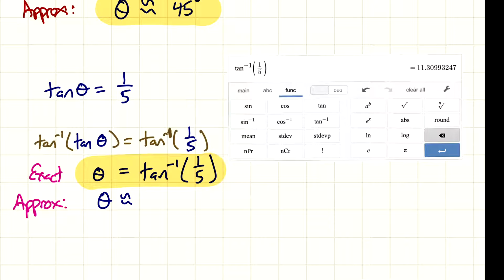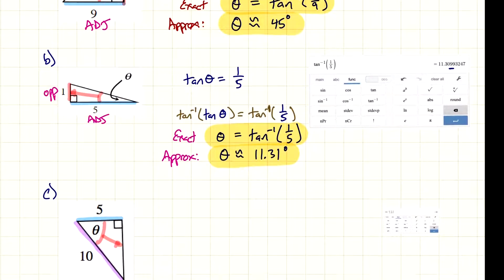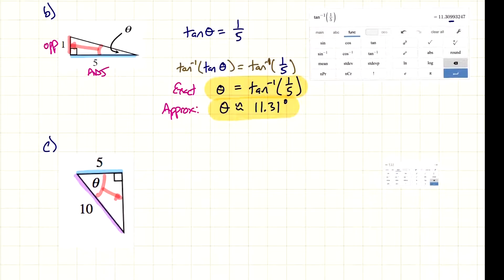So I would put 11.3, it's probably 11.31 would be good. Because there's 2 9s there, I would have rounded it to 3 decimal places, but 2 is good on this one. So don't forget this is actual angle measurement, so this would be degrees on that one. And that's it. All right, one more, and this should be it.